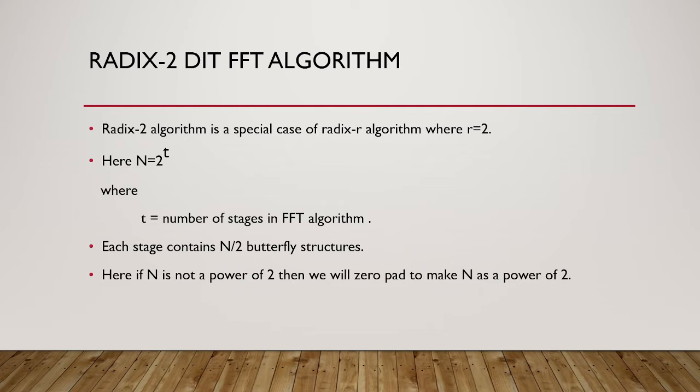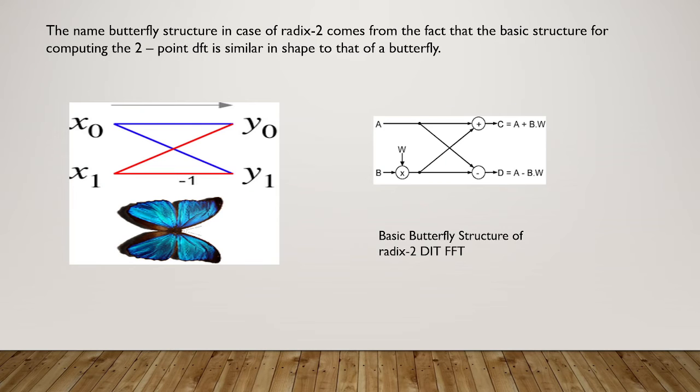Each stage contains n by 2 butterfly structures. Here if n is not a power of 2, then we will zero pad to make n a power of 2. Suppose we have 7 samples, then we will add a 0 to make it 8, which is a power of 2. The name butterfly structure in case of Radix-2 comes from the fact that the basic structure for computing the two-point DFT is similar to the shape of a butterfly.